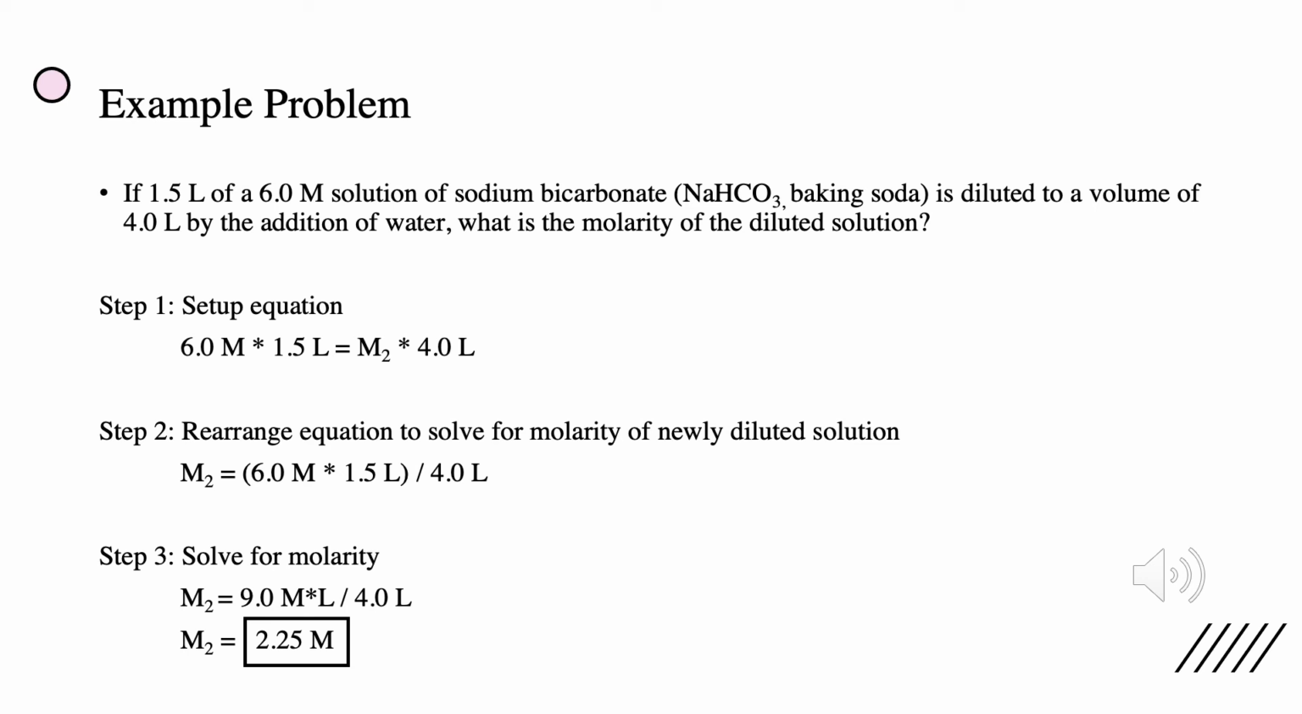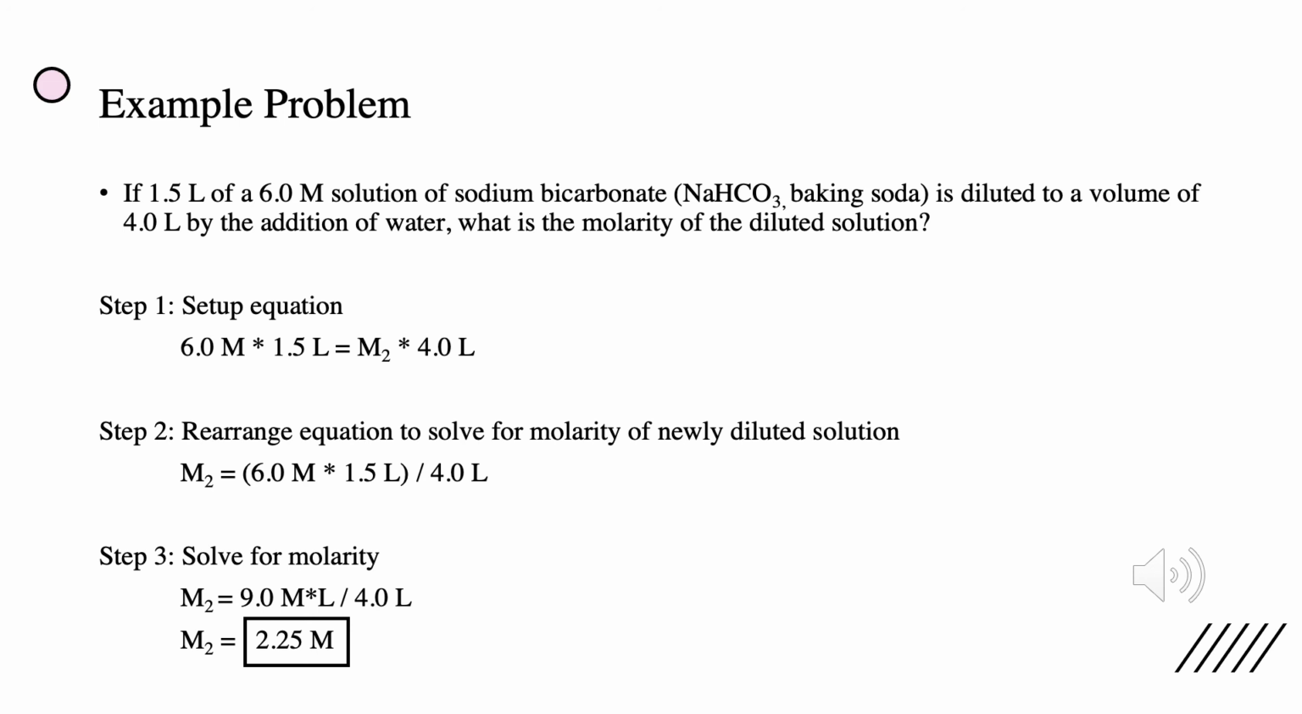Now in step two, now that we have our equation set up, what we need to do is rearrange it algebraically so that we can solve for the molarity of the newly diluted solution. When we do that, we now have M2 is equal to 6.0 molar concentration times 1.5 liters divided by 4.0 liters. Heading into step three, now we are actively solving for molarity.